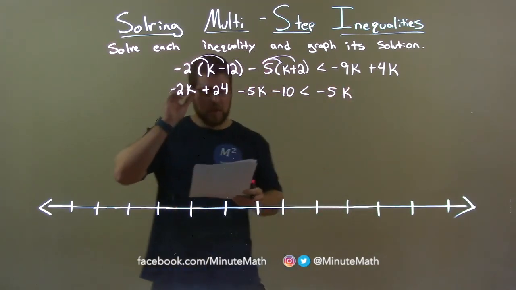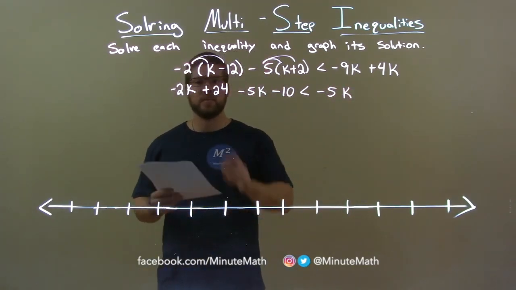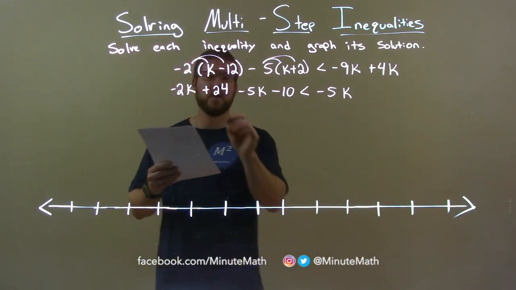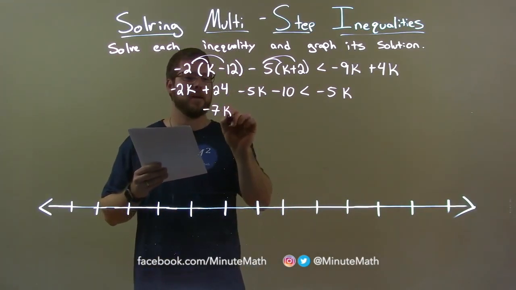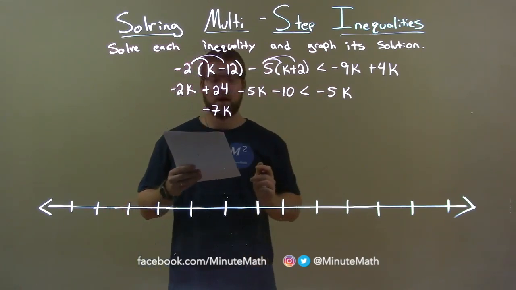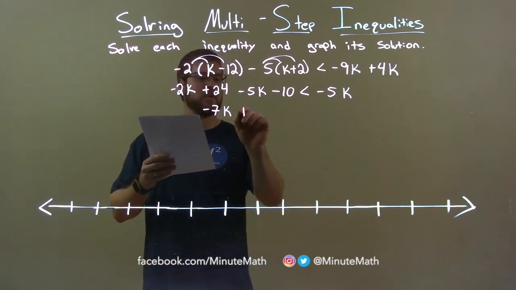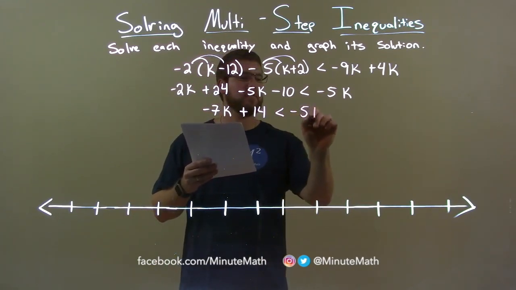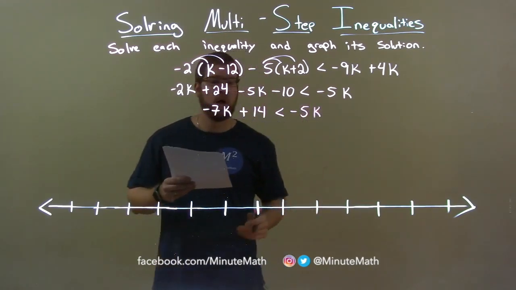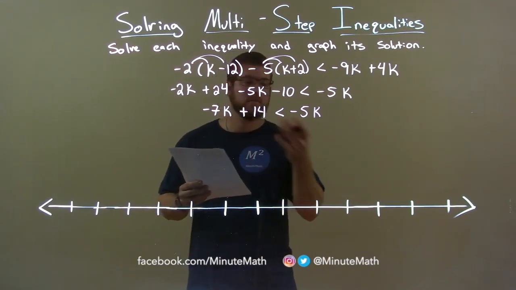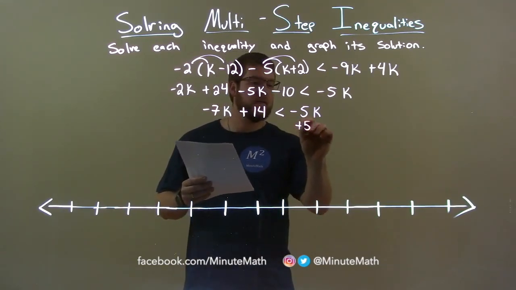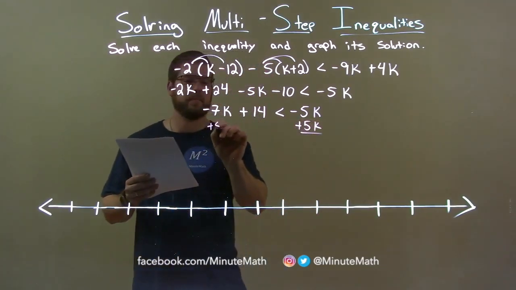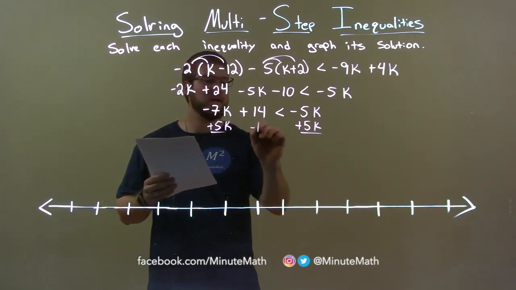Alright, so the left-hand side, let's combine our like terms here. Negative 2k and negative 5k is a negative 7k there. 24 and minus 10 become a positive 14, and it's still now less than negative 5k. So I'm going to bring my k's to the left, my numbers to the right. Add 5k to both sides here, and subtract 14.